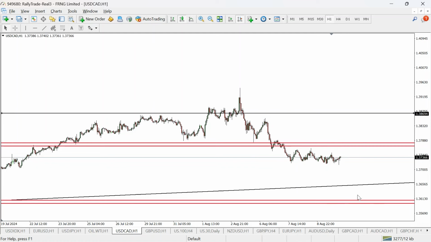Now you may be thinking, how will I buy from here? Easily. You may want to wait for the market to trade above that level again, possibly come back to retest, then give you a bullish candlestick pattern, then you can buy from there, back to the upside.